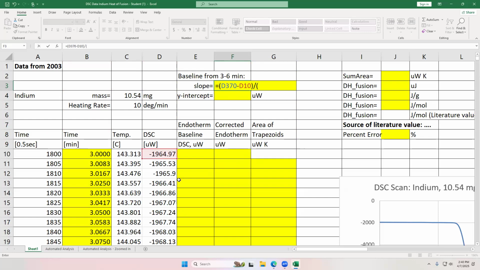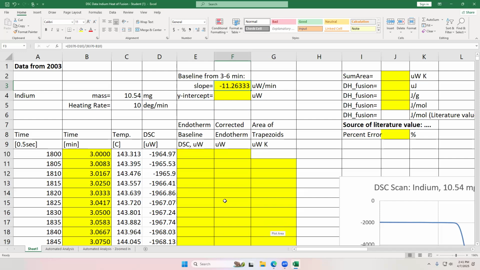So what should be my delta x? Column B, 370 minus B10. The unit for the delta y would be microwatts, and for the delta x, minutes, right? Yeah. This formula. That's okay. And that's what it says in the handout too.